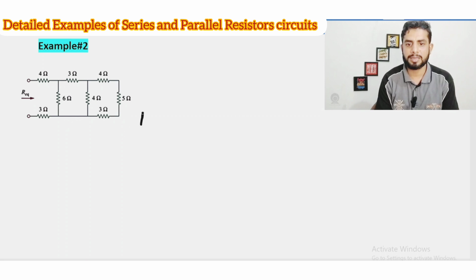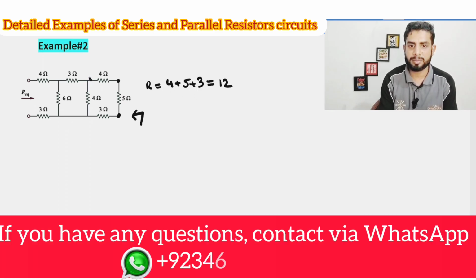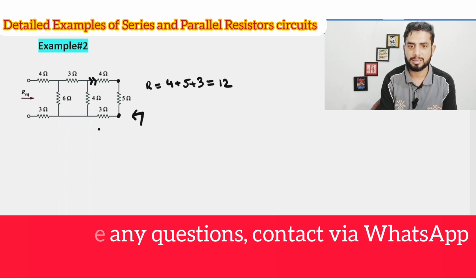In this example, you have to look back in order to find the equivalent resistance. See here, 3 and 5 have one common terminal. It means 3 and 5 are in series. 5 and 4 have one common terminal. It means these are also in series. It means these three resistors are in series. Their equivalent resistance will be R1 plus R2 plus R3, that is equal to 4 plus 5 plus 3. It means it is equal to 12. This resistance will be connected up till these points.